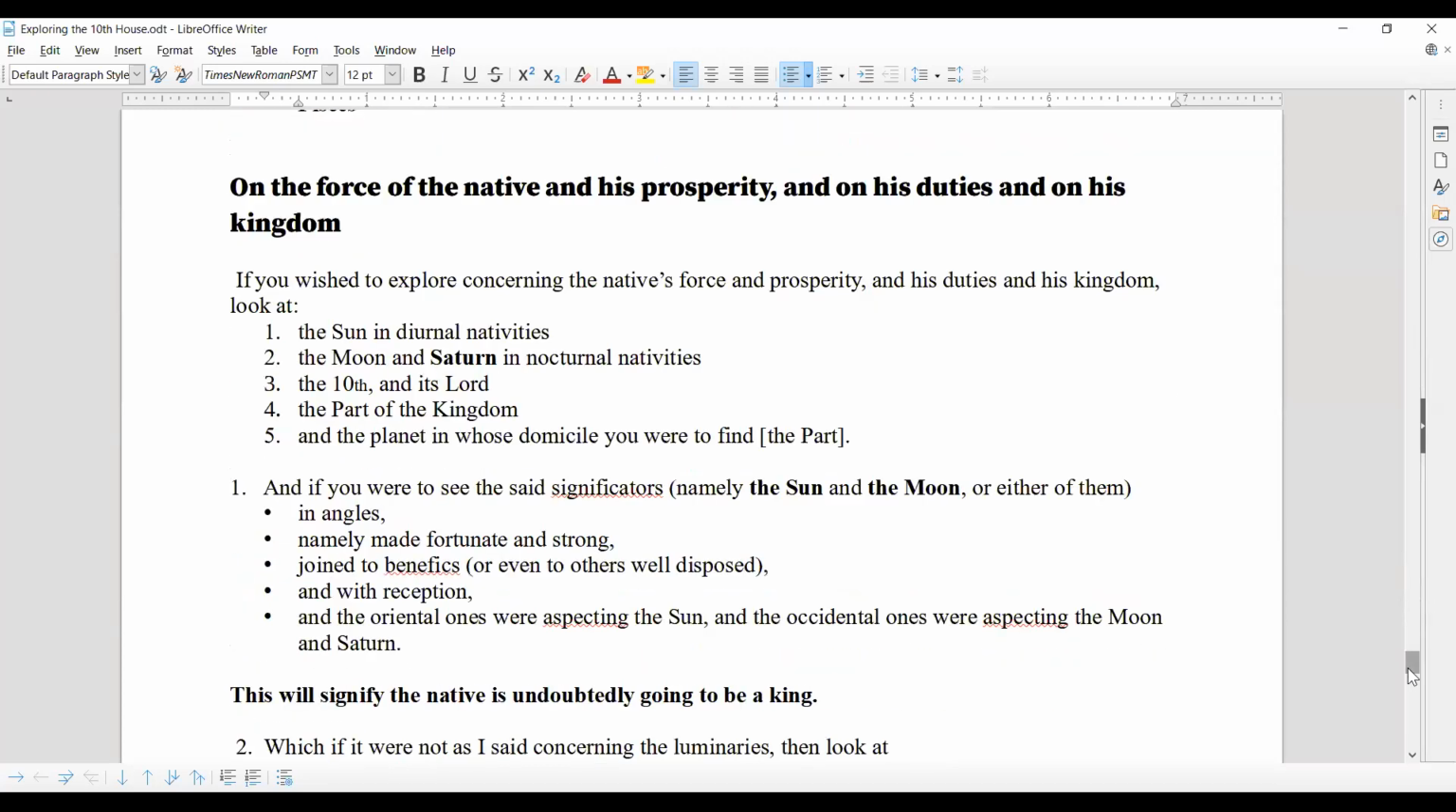On the force of the native and his prosperity, on his duties and on his kingdom. All right, so now we're looking to see what kind of conditions have to be there in a chart to bring somebody to the level of kingship. Now, when we say king, there's two ways that a person can be king. It can be hereditary and they be raised to it. And of course, just being the child of a king doesn't mean that you're the next in line, right? So there's that aspect of it too.